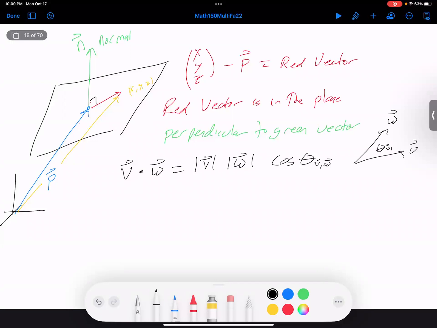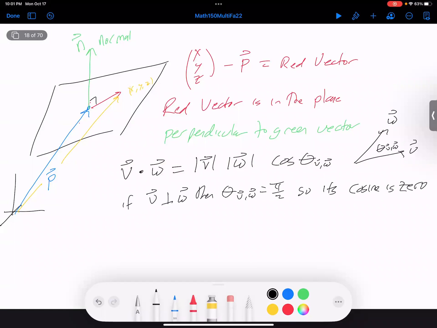And so what's the cosine of 90 degrees? 0. So if V is perpendicular to W, have you used this notation for perpendicular? Then theta VW is pi halves, so its cosine is 0. So if this red vector is perpendicular to the normal vector, what does that tell us?